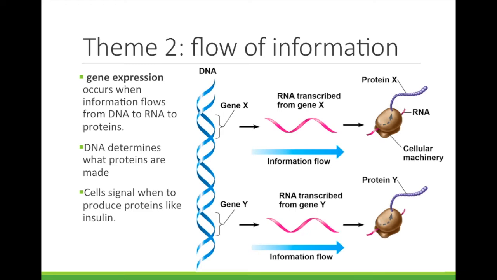You don't need all of the genes at the same time, though. So your body uses signals to indicate when to make or to stop making a specific protein. For example, you only need insulin when you have too much sugar in your blood. As soon as the blood sugar is back to normal, you stop producing insulin.